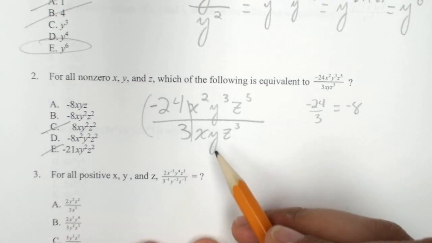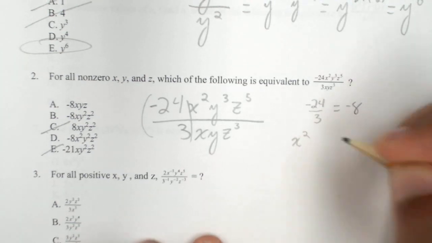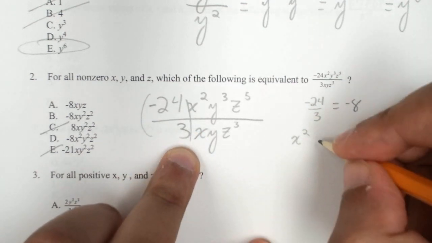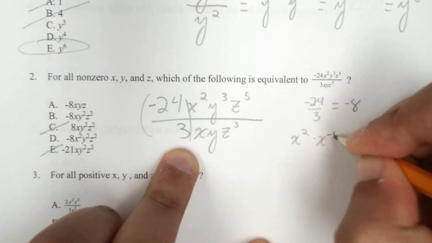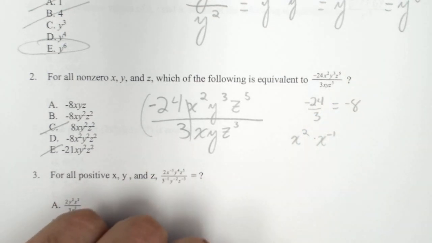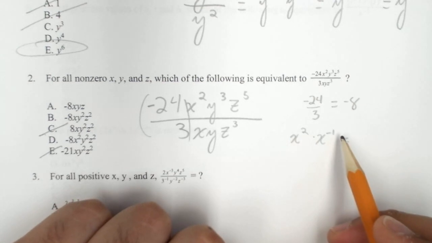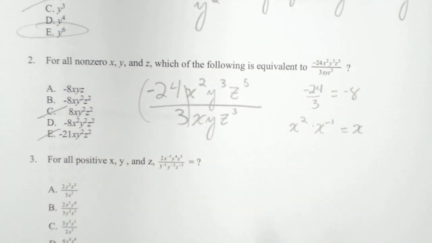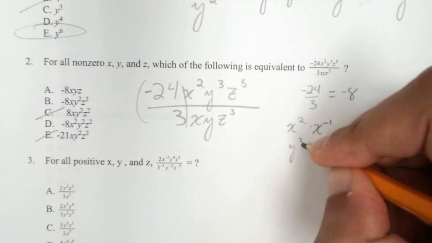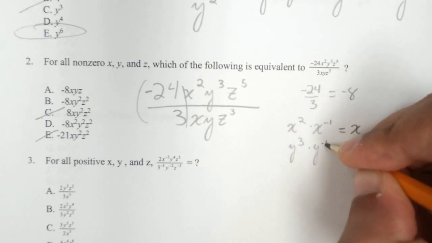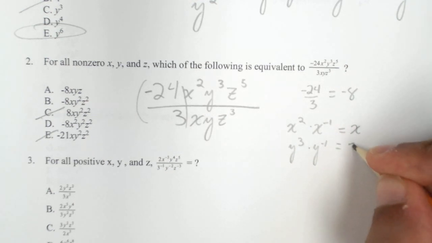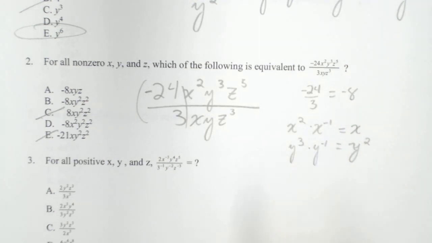All right, now we look at our x's. We have an x squared on top and an x on the bottom, which is the same as an x to the -1. 2 plus -1, same as 2 minus 1, so this is going to be x to the first power, just x. Now we look at our y's. Y cubed times y to the -1 is going to be y squared, 3 minus 1.